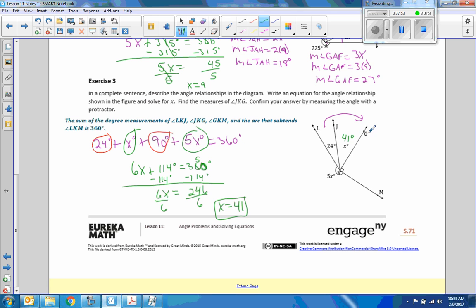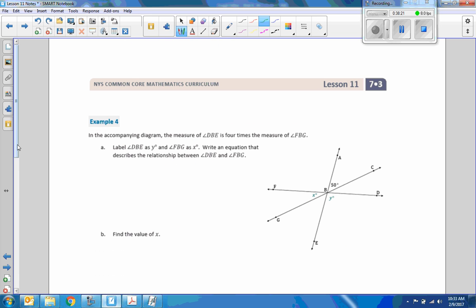This is 41 degrees. So JKG is 41, and this is 5 times 41. I'm just saving time now. 5 times 1 is 5, 5 times 4 is 20. That is 205 degrees. 205 plus 24 is 229, plus 41 is 270, plus 90 is 360 degrees. Okay, then it says check your answer with a protractor. I will not do that again. You've seen it last time.